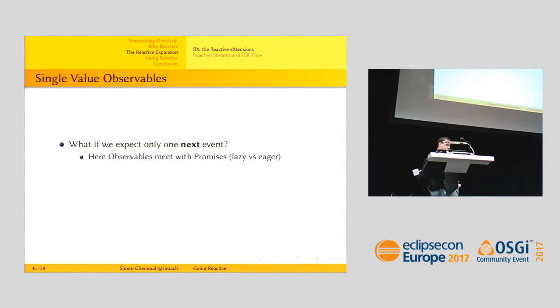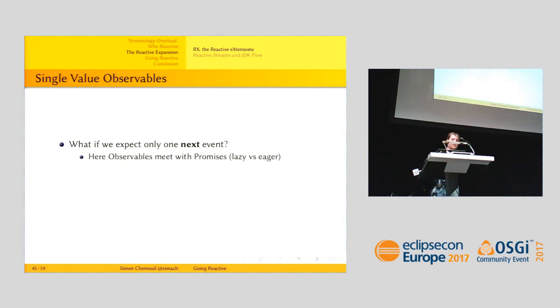Then they added some more types. There are single value observables. What if we expect only one next event? And here, observables meet promises. It's like an observable of one.